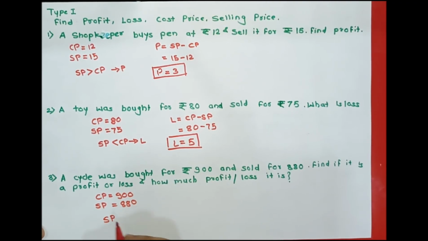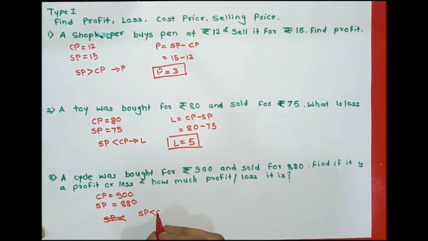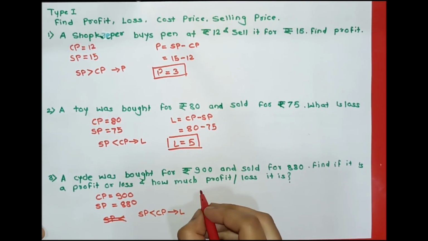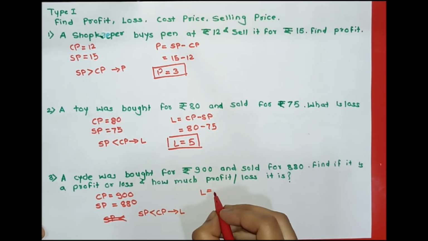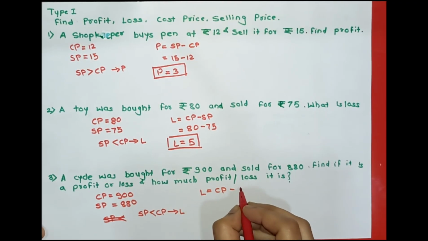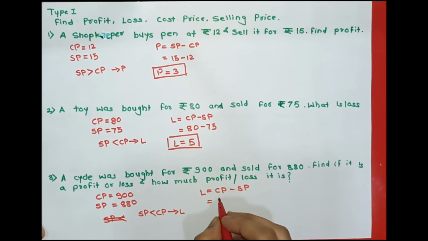Here the selling price is less than the cost price, so it is a loss. The formula for loss is equal to cost price minus selling price. So it is 900 minus 880, and the loss comes out to be 20 rupees.